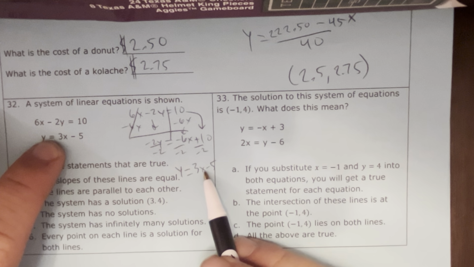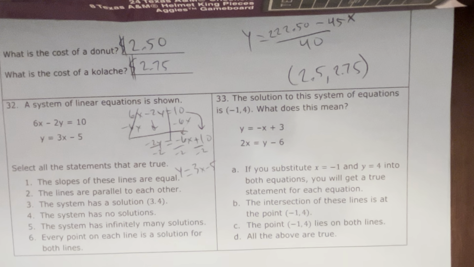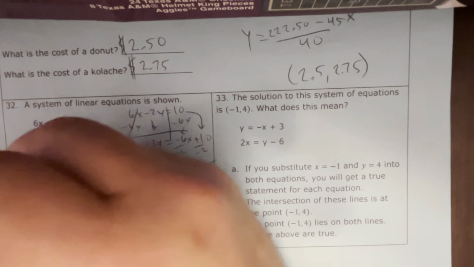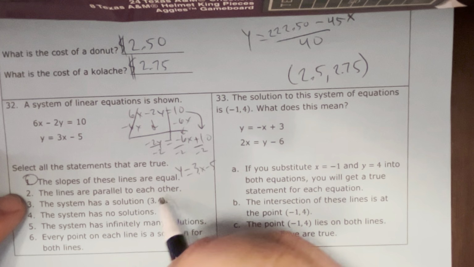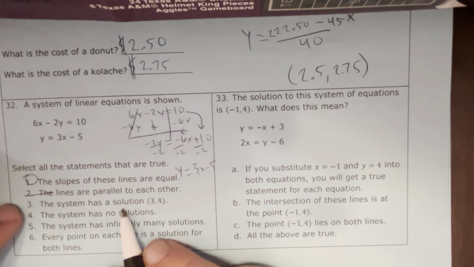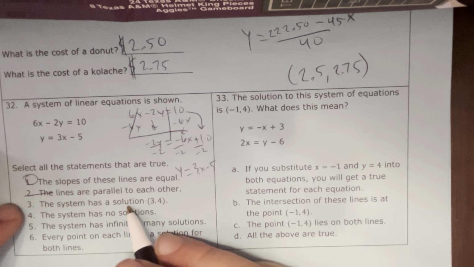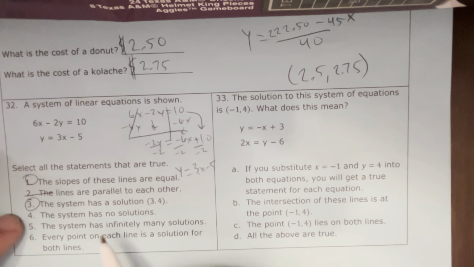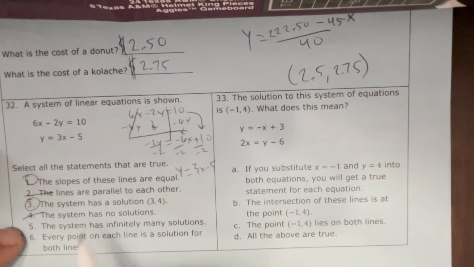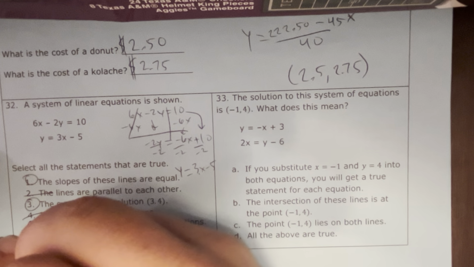What do you notice about these? They're the exact same equation. So select all statements that are true. The slopes of these lines are equal. Yes, they are. The lines are parallel to each other. No, they're the same line. They're not parallel. The system has a solution at 3, 4. Technically, yes, because they have solutions everywhere. The system has no solutions. No, they have solutions everywhere. The system has infinitely many solutions. Yes. Every point on each line is a solution for both lines. Yes.